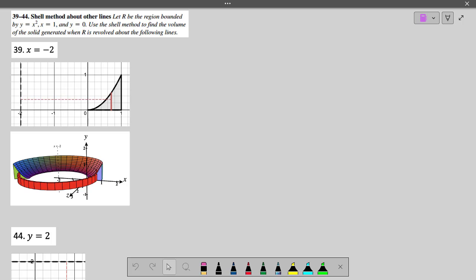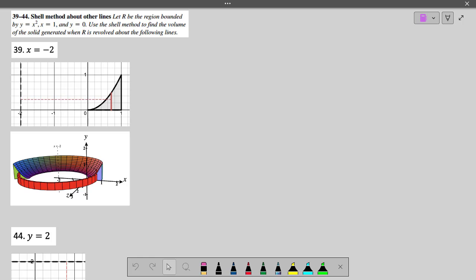And now we've got this shell method, which is kind of like the disk and the washer method in that you have cross-sections, except that the cross-sections aren't cross-sections in the traditional sense. They're not horizontal cross-sections. They're cylindrical cross-sections. So we're thinking of all these nested cylinders. But the concept is the same. We're filling up the volume with a geometric shape that's replicated lots of times.